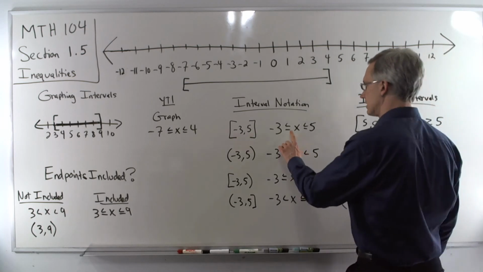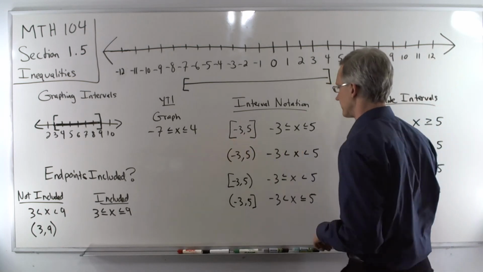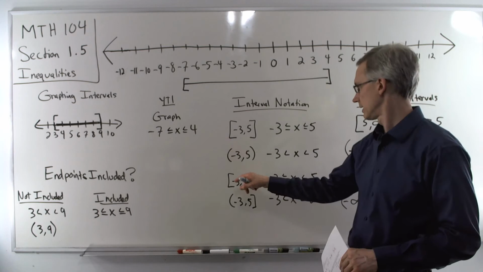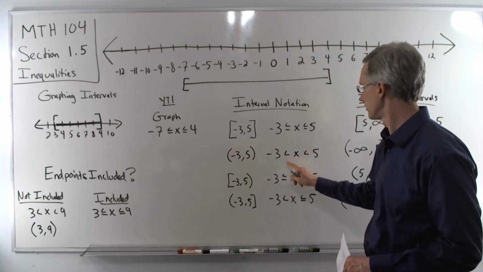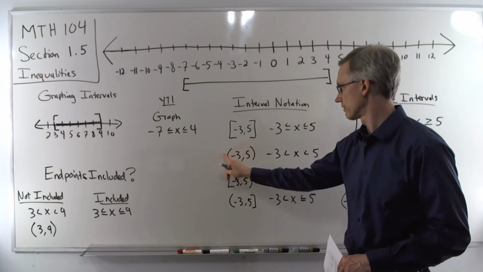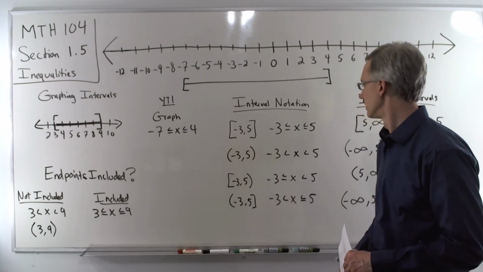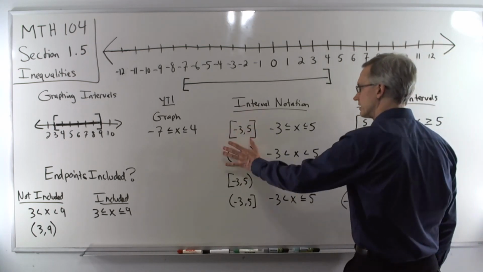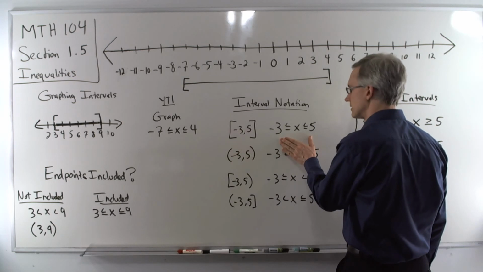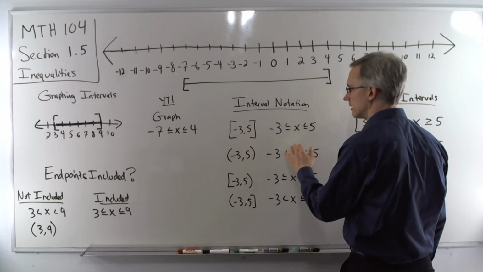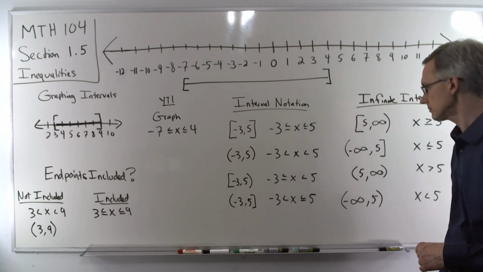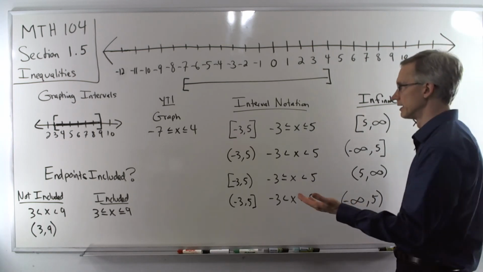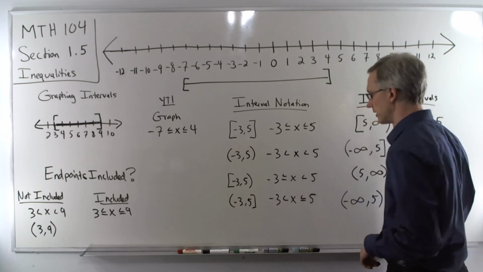So again, where you see less than or equal to, use bracket. Now here, we've got every number between -3 and 5, not including the endpoints. So here we'll use parentheses, -3 to 5. So interval notation contains all the information that these inequalities contain. It's just a little more compact way of writing it. Think of it as being a shorthand. Interval notation is shorthand for these inequalities.